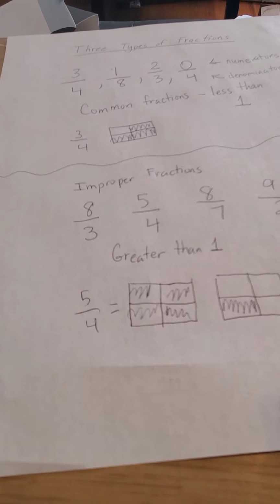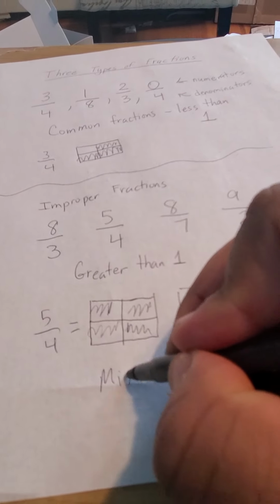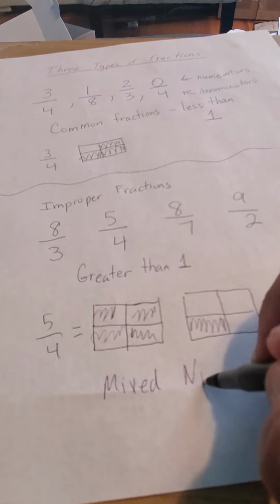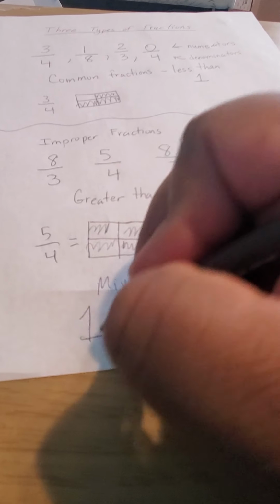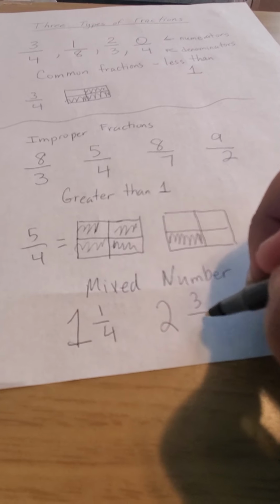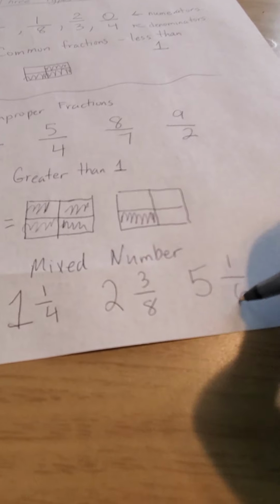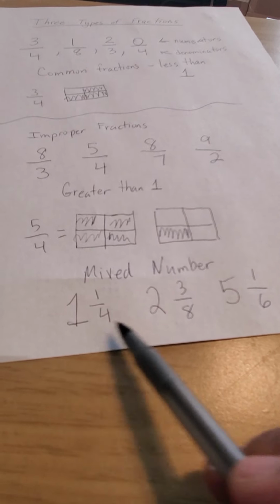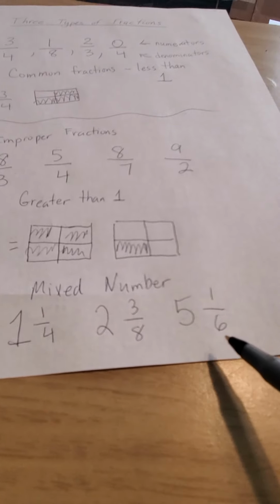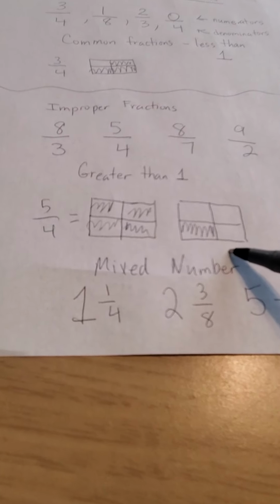Then you have mixed numbers. A mixed number really is a whole number and a fraction put together. So that would be 1 1/4, or 2 3/8, or 5 1/6. Notice there's a big number and a fraction. So these numbers are obviously bigger than 1. Just like improper fractions, they're greater than 1 as well.